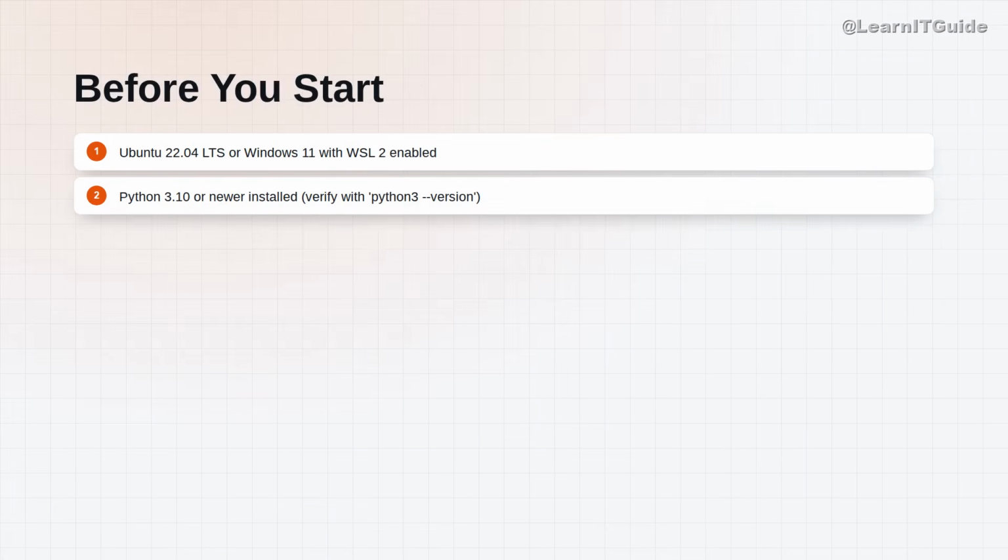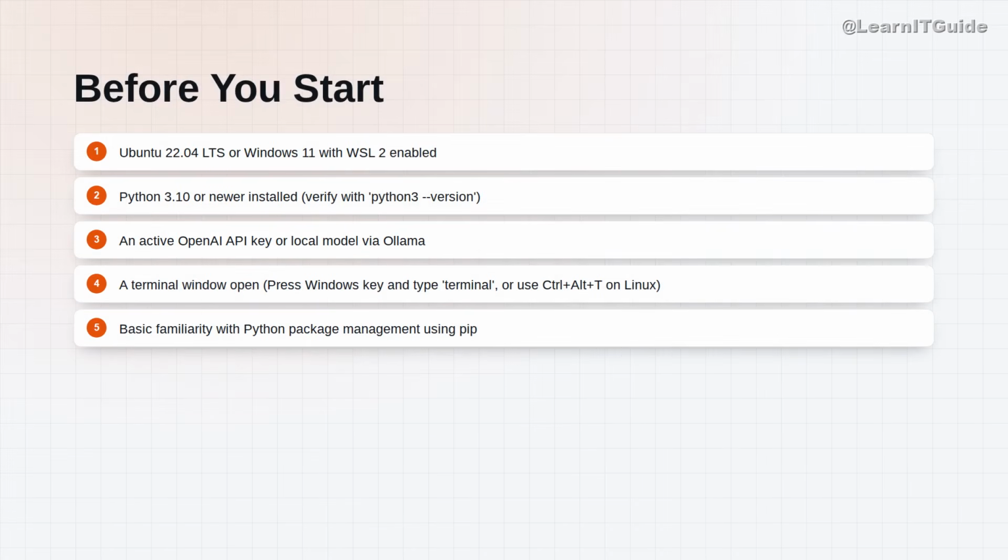Before we proceed, you need to ensure your environment is ready. You will need either Ubuntu 22.04 or Windows 11 with WSL2. Ensure Python 3.10 or newer is installed by running the version command in your terminal. You must have an OpenAI API key or a locally running model to follow the code examples. Finally, ensure you have your terminal open and ready to run commands. If you are missing any of these, pause here and get them sorted first.